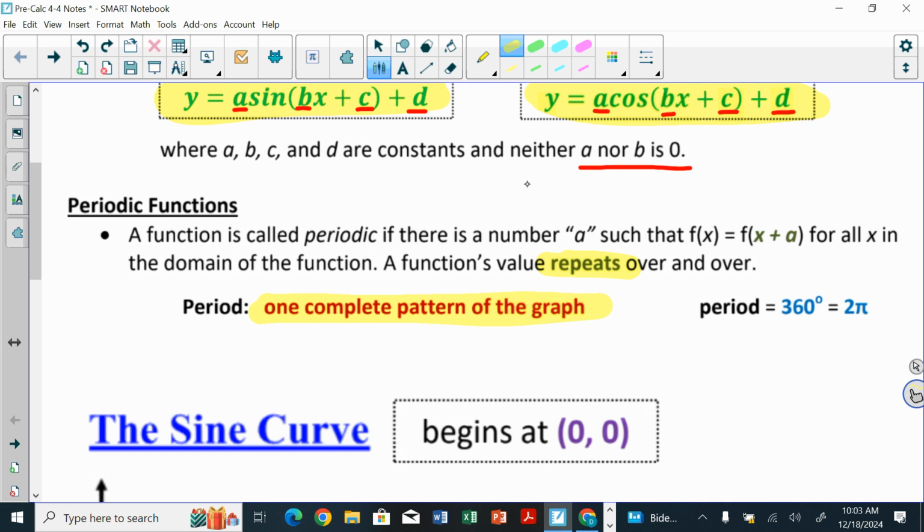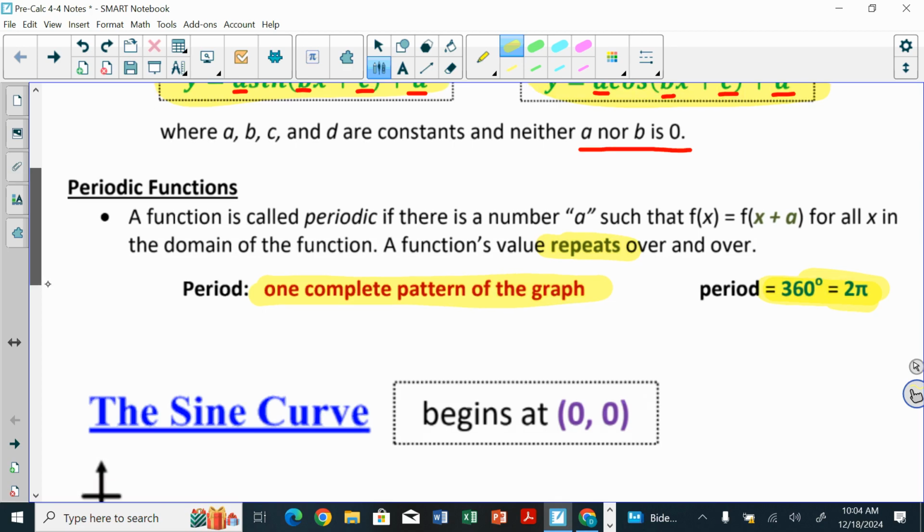In general, your period is going to be 360 degrees or 2 pi. There are some things that will change the amount of the period, so it'll stretch it vertically or horizontally and make it a larger or smaller distance before we start to repeat again.